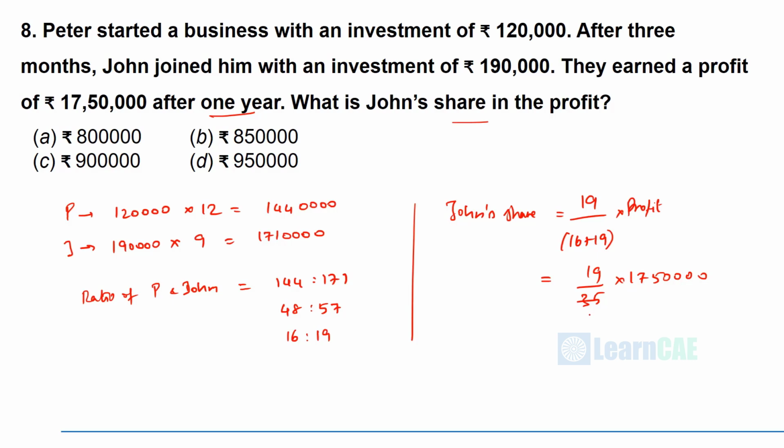Okay, we can divide by 5. This will be 7 times 3 to 35 followed by 4 zeros. Again we can divide this by 7. This will be 5 followed by 4 zeros. So we shall multiply. 9 5s are 45, 1 5 is 5, 5 plus 4 is 9, 9 5 followed by 4 zeros. So John's share is 9,50,000. Answer is D.